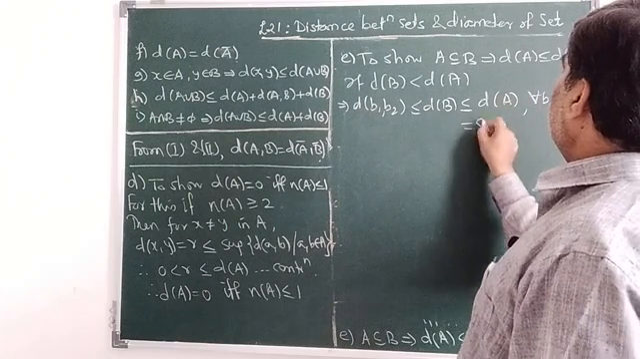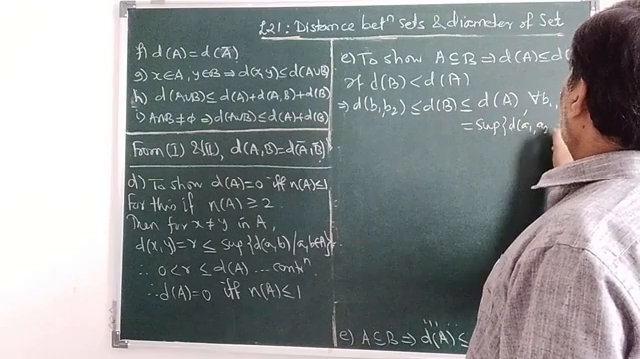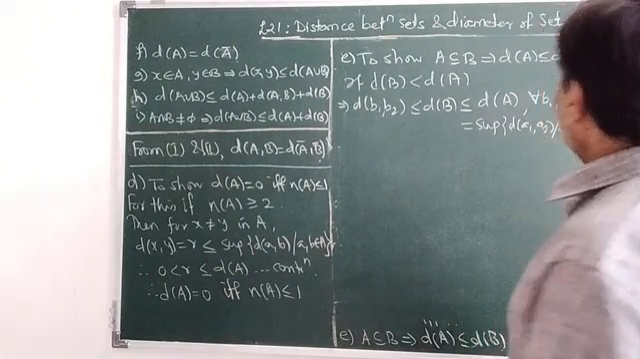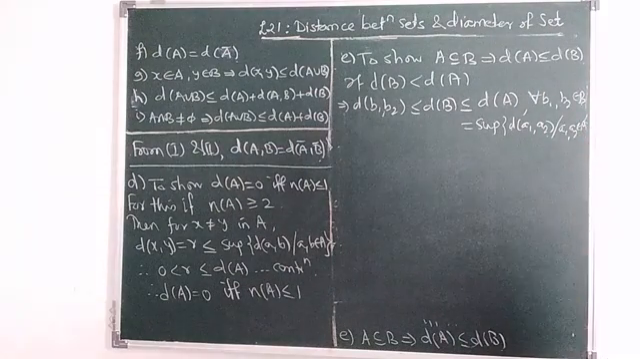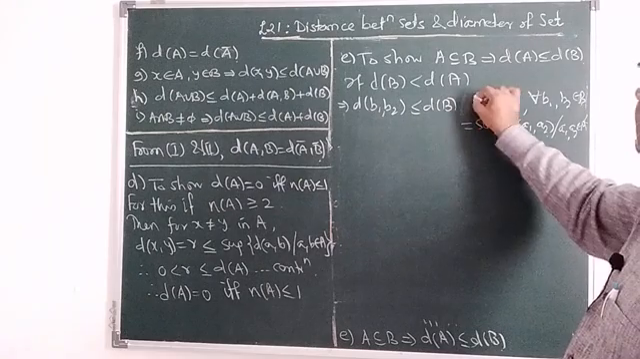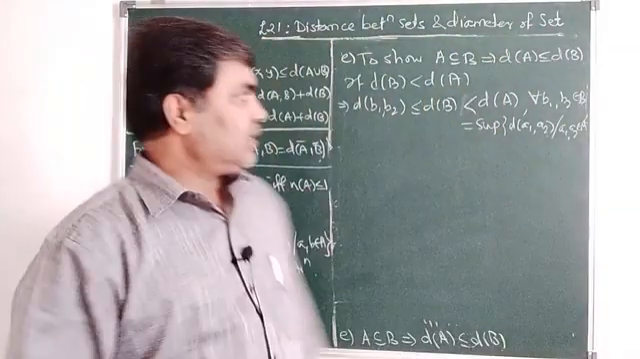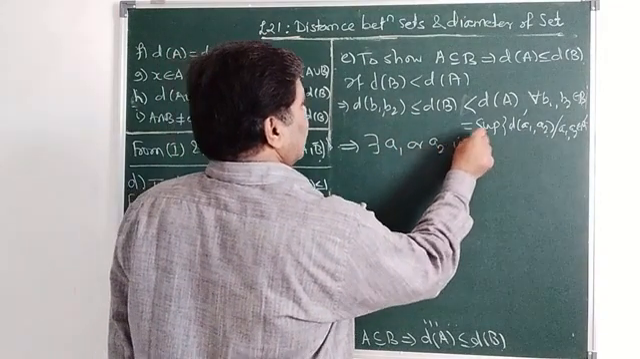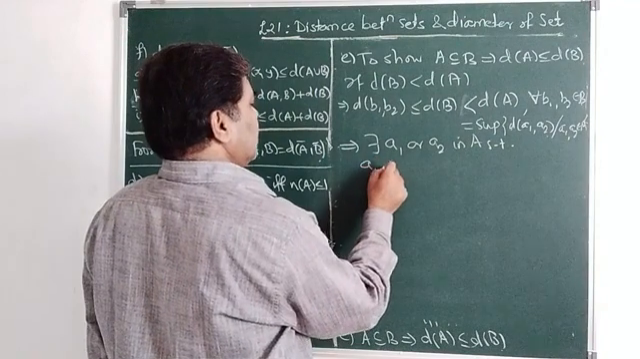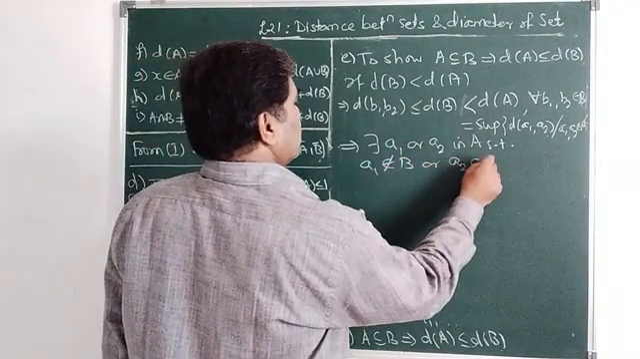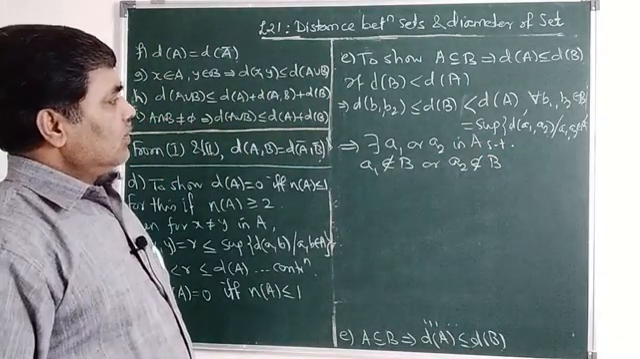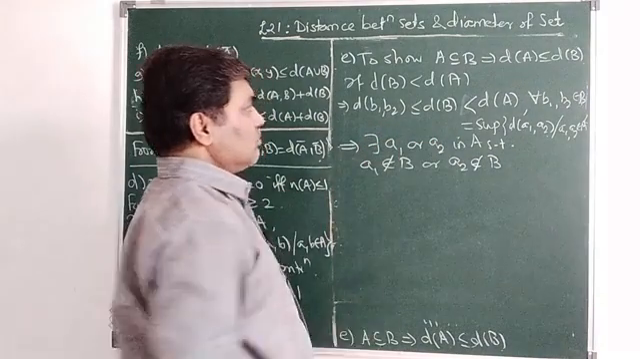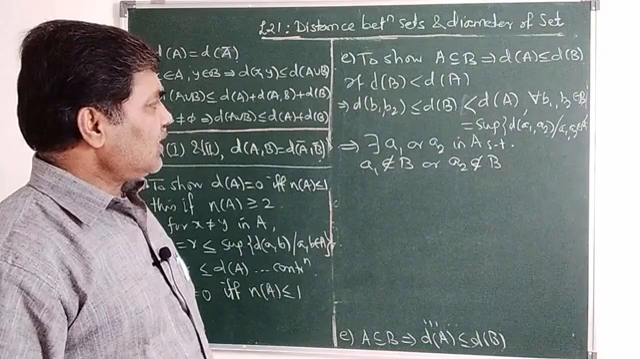But what is the diameter of A? This is the supremum of d(a1,a2), where a1, a2 belong to A. These b1, b2 are in B. Diameter of B is strictly less than diameter of A. This must imply there exist a1 or a2 in A such that a1 doesn't belong to B or a2 doesn't belong to B. If all those points lie in B, then equality must hold. Is it clear?